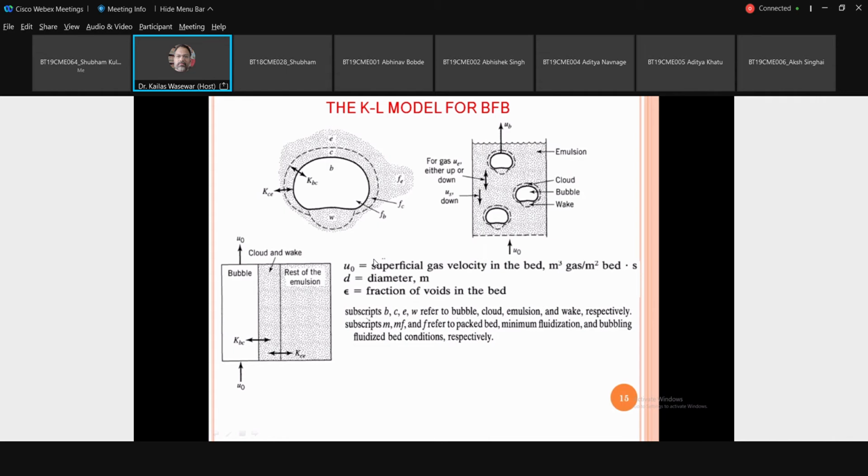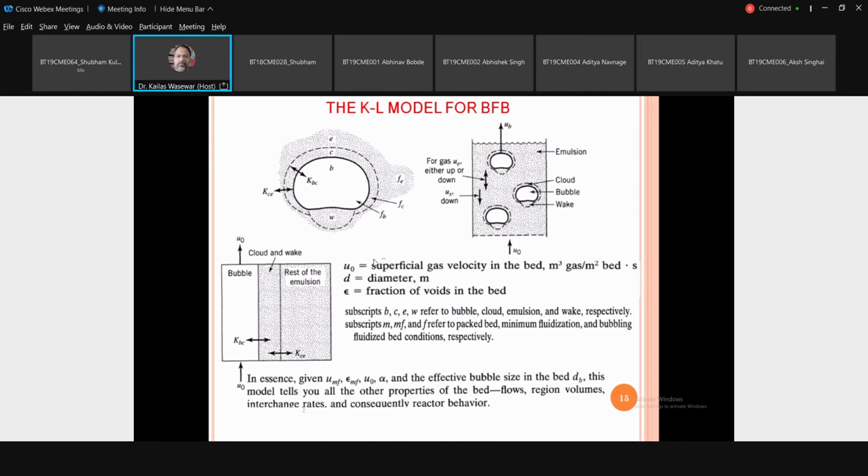And as I told you, the subscripts B, C, E, W represent bubble, cloud, emulsion, wake respectively. And M, MF, and F refer to the packed bed, M representing the packed bed, MF the minimum fluidization, and F the bubbling fluidized conditions. So these three conditions are there. So UMF, epsilon MF, minimum fluidization, U0, alpha, and the effective bubble size in the bed.